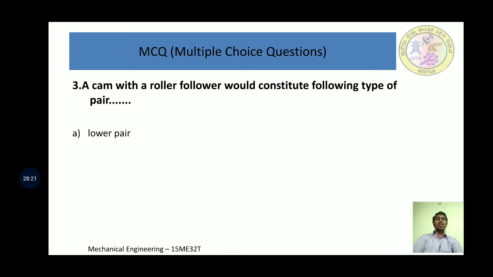Lower pair, higher pair, open pair, close pair. Correct answer is higher pair. When two elements of a pair have a line or point contact when relative motion takes place, that's why it's an example of a higher pair.